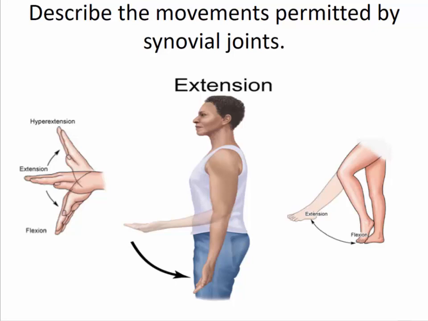We can do this with our neck as well. If we put our chin down to our chest, we're flexing our neck. If we put our head back up to straight level, we're extending our neck. If we were to look up, we would be hyperextending our neck.